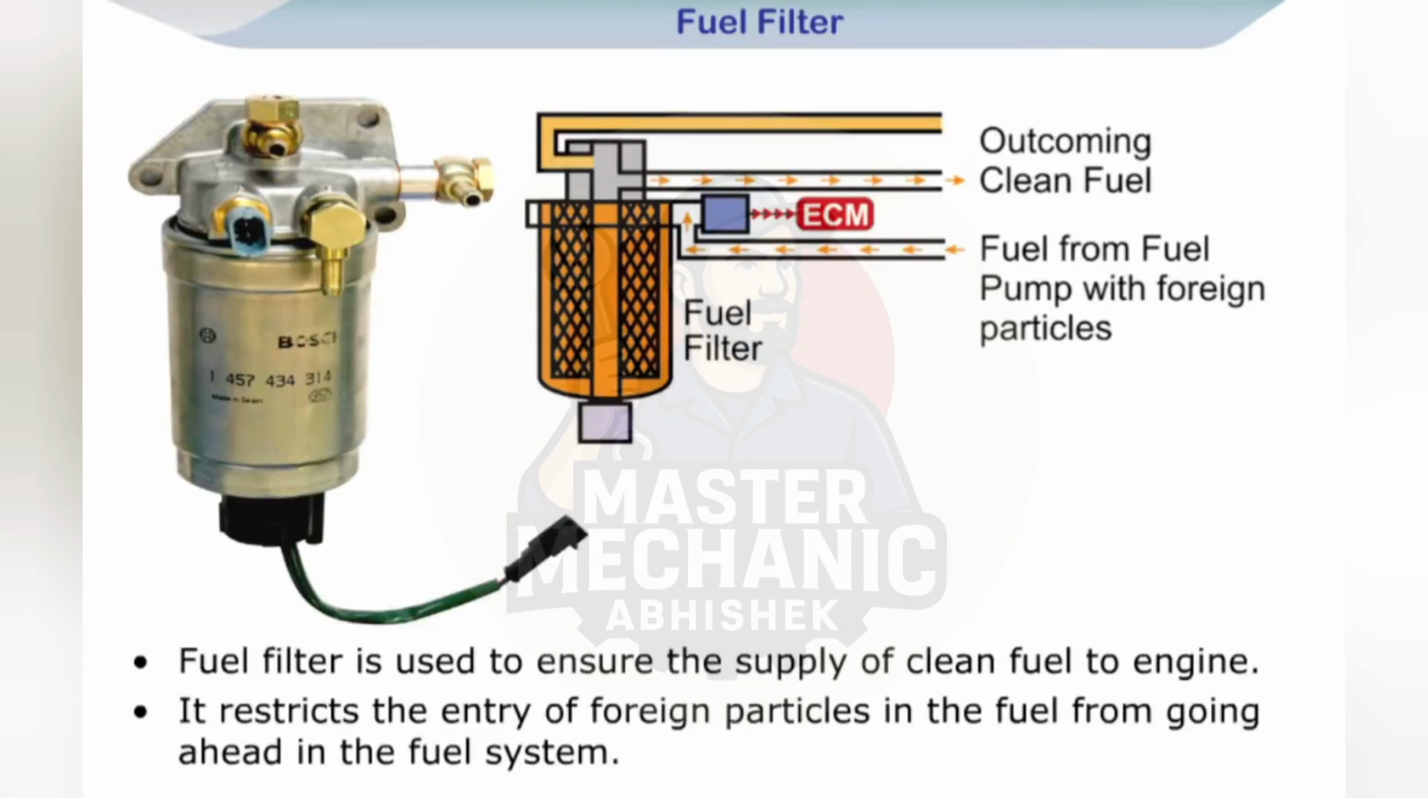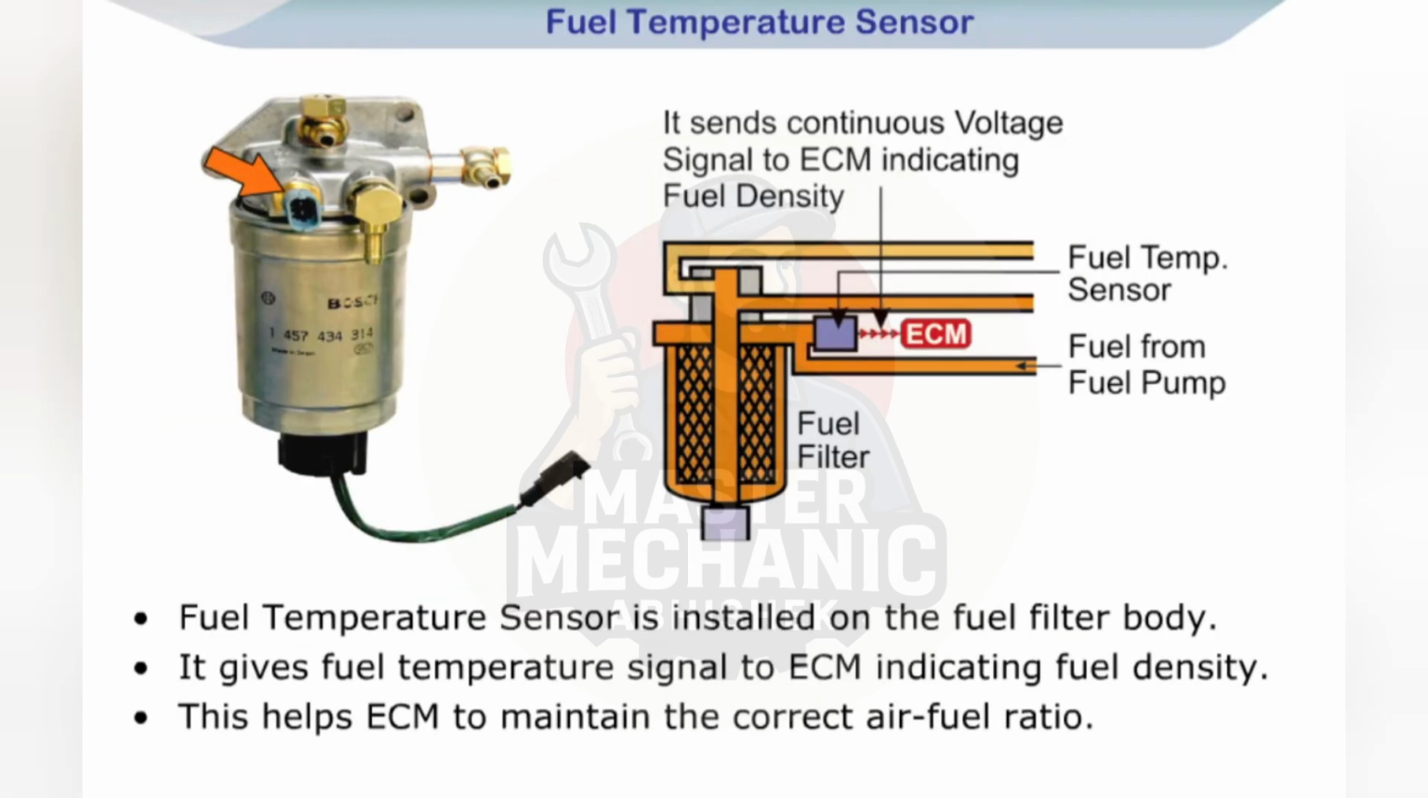Fuel filter is used to ensure the supply of clean fuel to engine. It restricts the entry of foreign particles in the fuel from going ahead in the fuel system. Fuel temperature sensor is installed on the fuel filter body. It gives fuel temperature signal to ECM indicating fuel density. This helps ECM to maintain the correct air-fuel ratio.